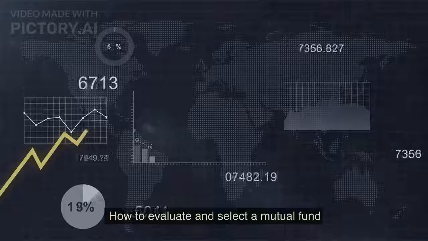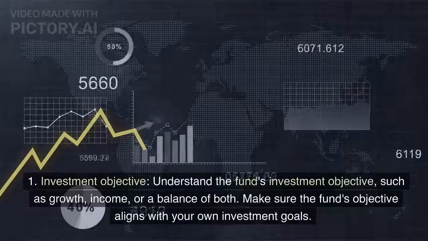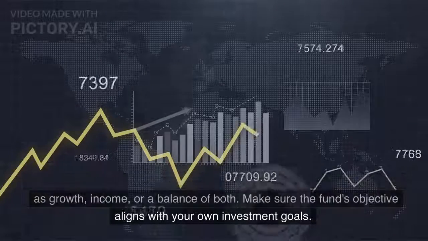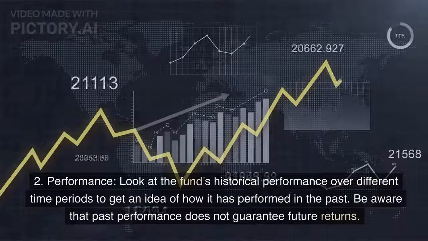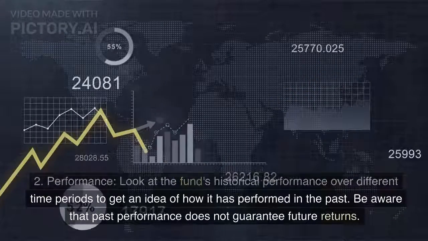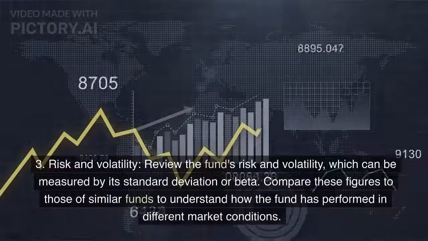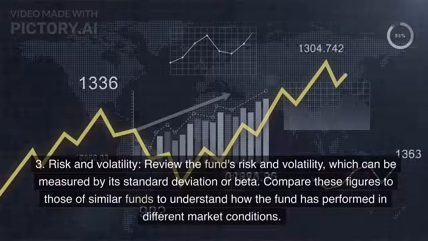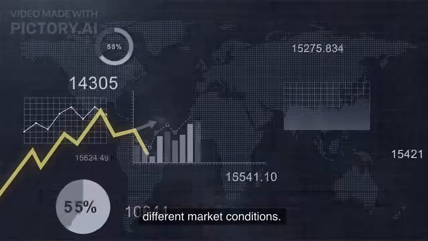How to evaluate and select a mutual fund. 1. Investment objective. Understand the fund's investment objective, such as growth, income, or a balance of both. Make sure the fund's objective aligns with your own investment goals. 2. Performance. Look at the fund's historical performance over different time periods to get an idea of how it has performed in the past. Be aware that past performance does not guarantee future returns. 3. Risk and volatility. Review the fund's risk and volatility, which can be measured by its standard deviation or beta. Compare these figures to those of similar funds to understand how the fund has performed in different market conditions.